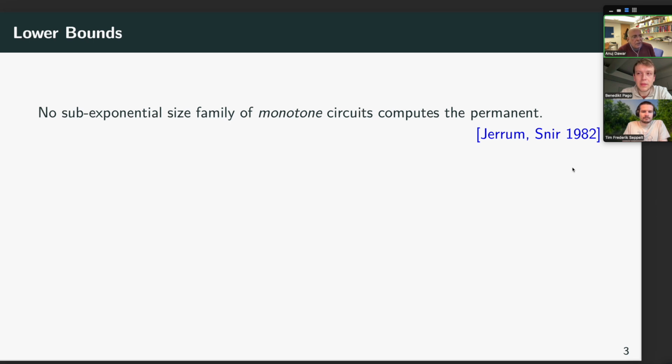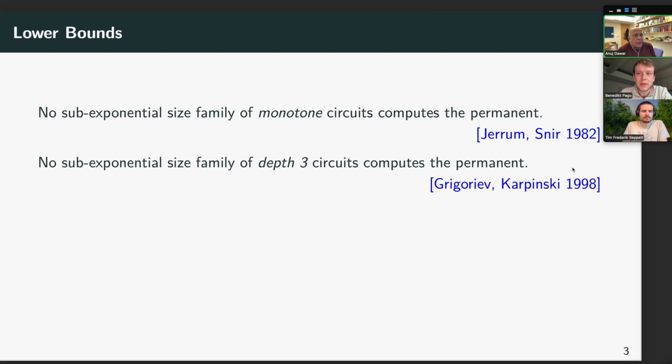And one of the earliest results along this line is by Jerrum and Snir, who showed that no sub-exponential size family of monotone circuits computes the permanent, where monotone here means that all constants that appear are non-negative. So this, of course, is specifically over the real field. There are also results for bounded depth circuits. For instance, no sub-exponential size family of depth 3 circuits computes the permanent, and this works over any field, I believe, or any finite field.